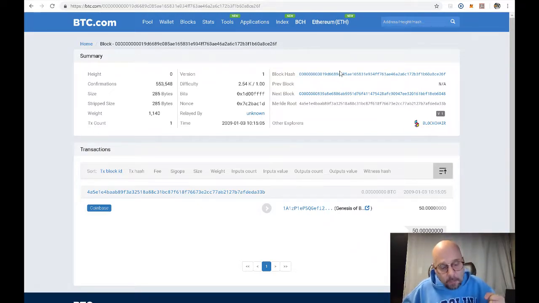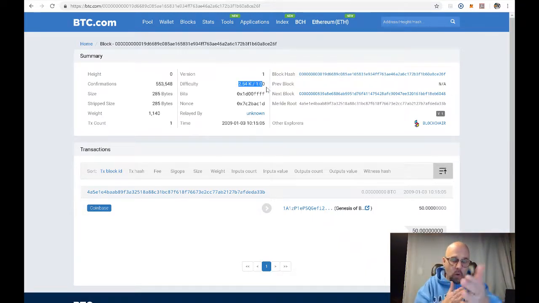Because if a miner comes up with the answer in less than 10 minutes, then the math problem's not hard enough, and it just continues to create a harder and harder math problem. That's called the difficulty, and that's what you see here. That's the difficulty level. That's the hardness.